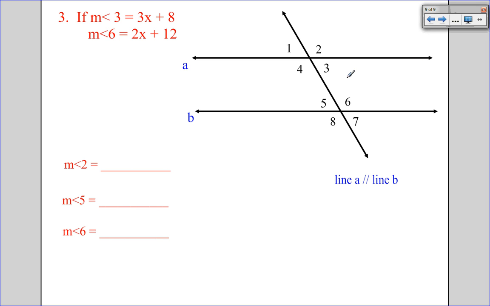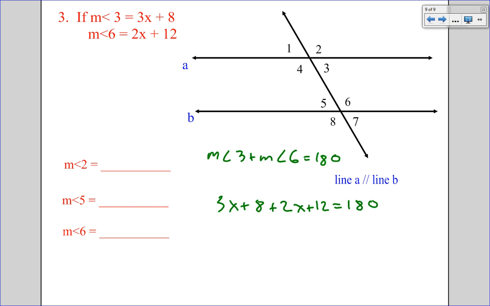Okay, I'm going to quickly run through this one. Angle 3 and angle 6 are same side interior angles, so I can say measure of angle 3 plus the measure of angle 6 equals 180. So that means 3x plus 8 plus 2x plus 12 equals 180. 5x plus 20 equals 180. Subtract 20. 5x equals 160. And finally divide by 5.